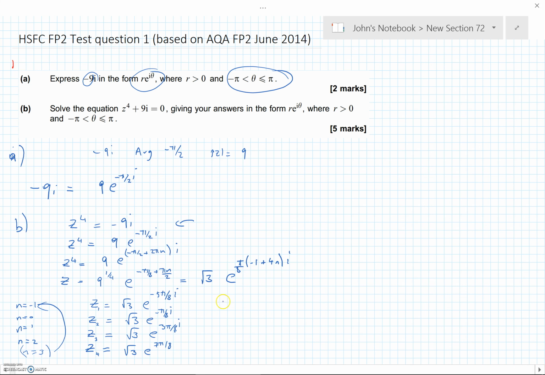Okay, so each one of these, it's not required here, but some people would prefer this form: cos of minus 5 pi over 8 plus i sine of minus 5 pi over 8, but they didn't want that form. They wanted this, so that's what's done. Question's done. Okay, there we go. All over.